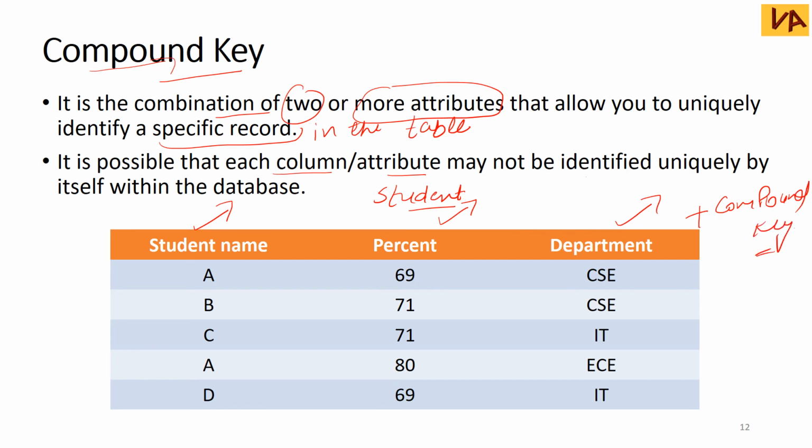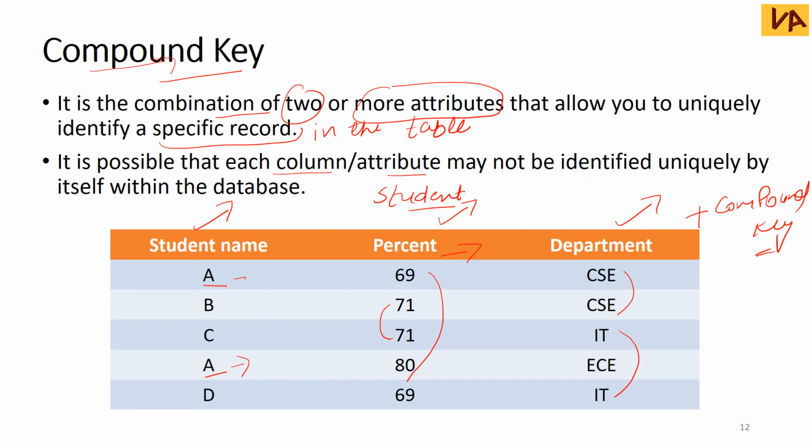Let me show you in the diagram. For example, in the student column we have two persons who have the name A. In the percent column we have two persons who have 69% and two persons who have 71%. In department we have two persons studying in the CSE department and two studying in the IT department. So we have duplicate values, so we cannot make them a primary key, or take them individually to identify the table in a unique manner.